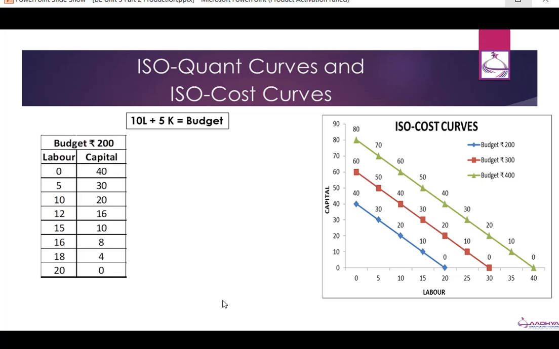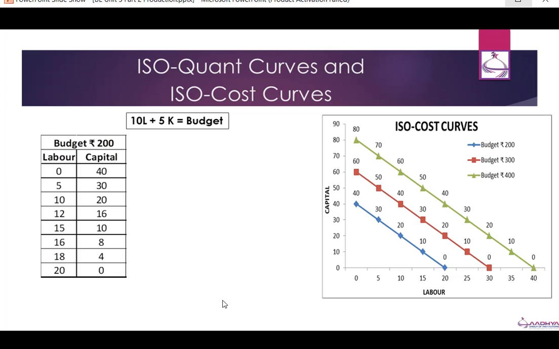Now let's take a look. Suppose his budget is 200. As you can clearly see, he can buy 40 units of capital and 0 of labor, because 40 into 5 is 200. He will completely finish his budget. Or he can buy 30 units of capital. 30 into 5 is 150. With the 50 rupees which remain, he can hire 5 workers.